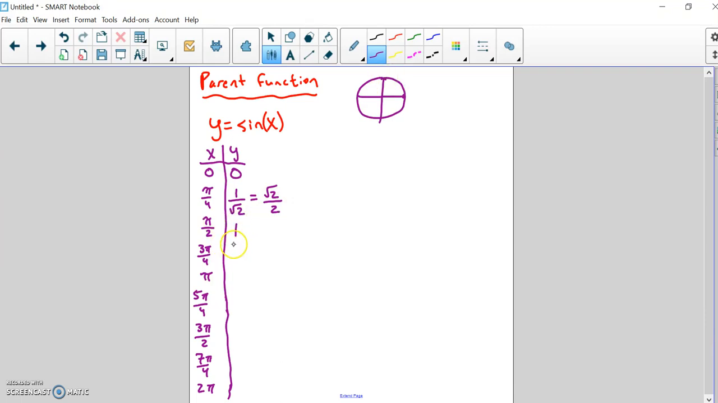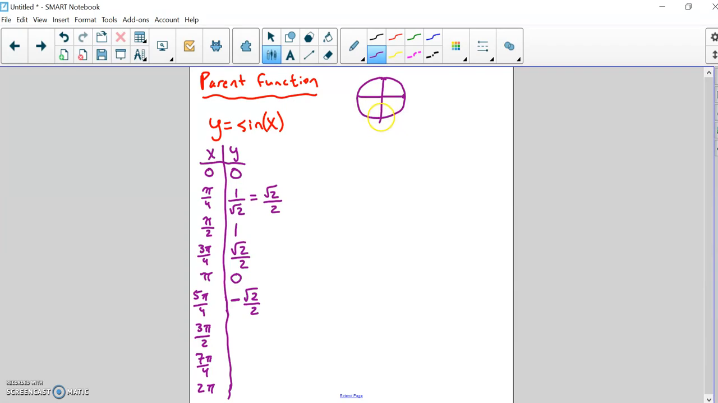3 pi over 4, sine is still positive. We're still going to get root 2 over 2. Okay, sine of pi is on the left side of the circle, where we are not up or down at all, so the sine value is going to be 0. 5 pi over 4, we've now moved down into the third quadrant, where y is negative, so sine goes with y. And we're still 45 degrees, so we're going to get negative root 2 over 2.